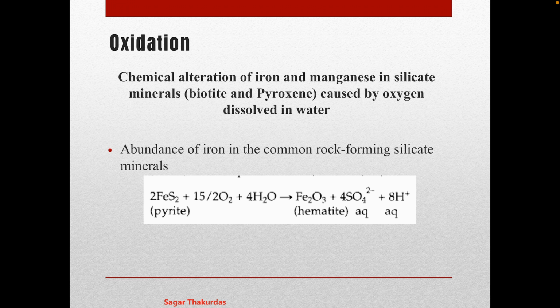So this happens mostly in case of silicate minerals which are in abundance of iron and manganese. So certain silicate minerals contain a lot of iron, and these iron and other minerals undergo oxidation to give rise to formation of new minerals. One example is shown here where pyrite is undergoing oxidation to give rise to formation of hematite. So in simple words, you can just remember that a chemical reaction which takes place in presence of oxygen to give rise to formation of a new mineral is oxidation.